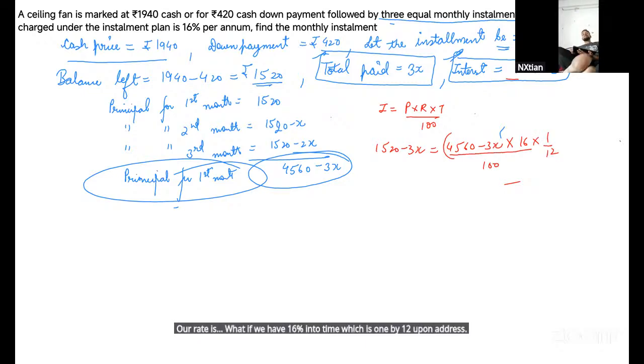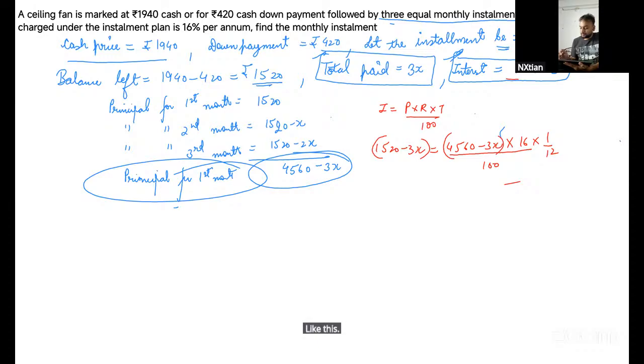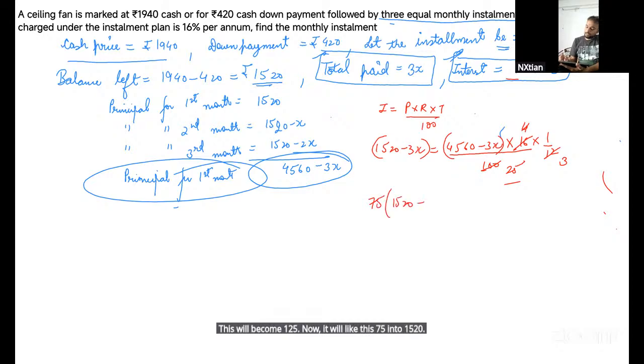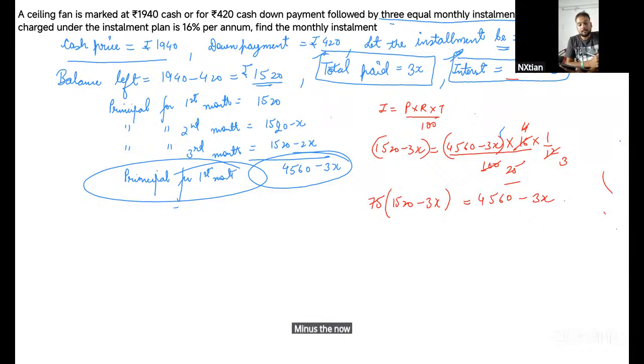Understood, guys? Now, 4 threes, this will become 4, and this will become 125. Now it will be like this: 75 into 1520 minus 3x is equal to 4560 minus 3x. When you multiply and solve it, you will get the answer.